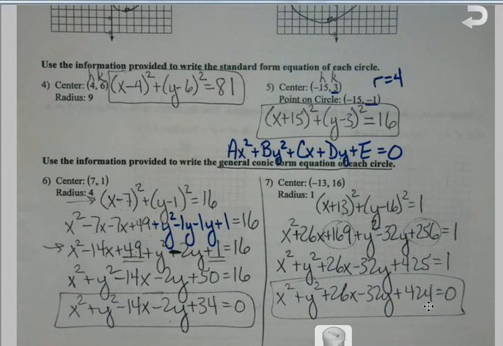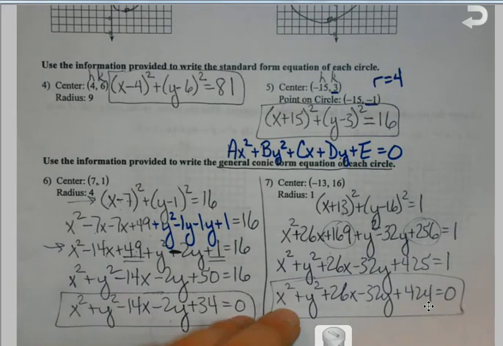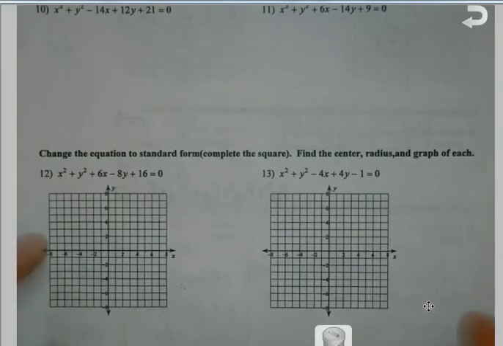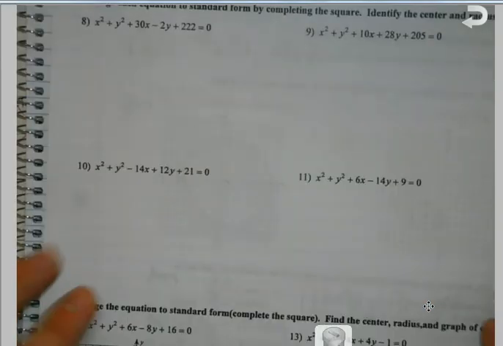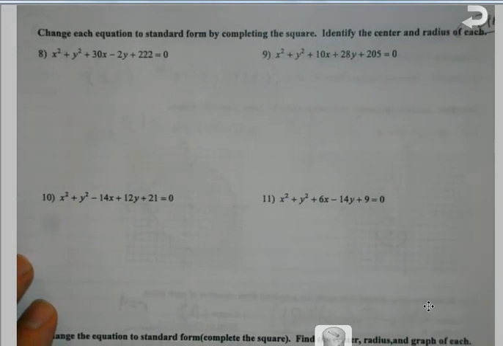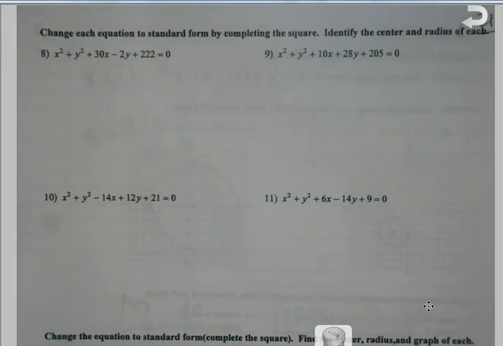And you're like, okay, so we just did it to take it from the small to the large, and now you'll never guess. We're going to go from the large form back to the small using our completing the square type terms. So, change each equation to standard form by completing the square. Identify the center and radius. So here's our conic form. So now we're basically going to work this backwards.